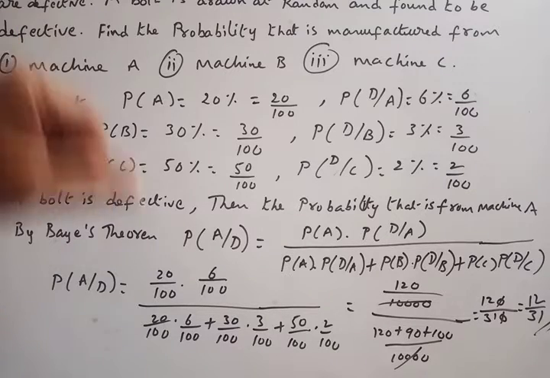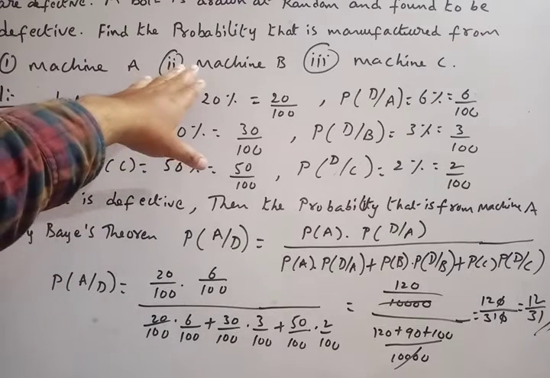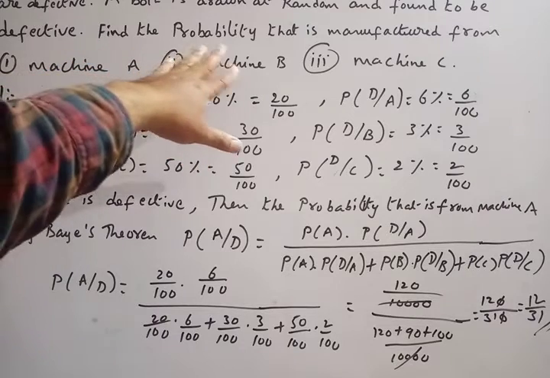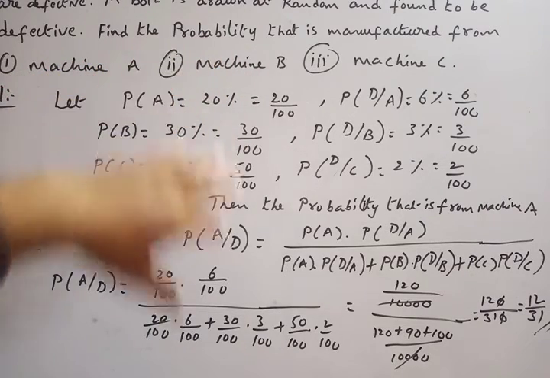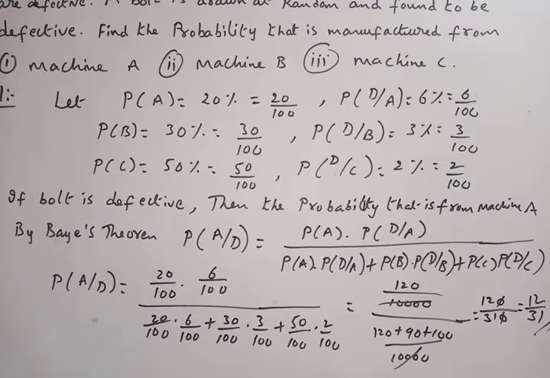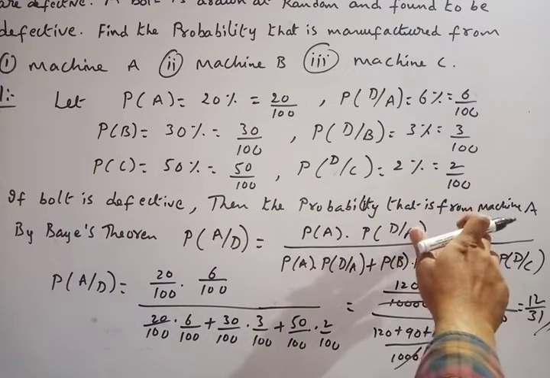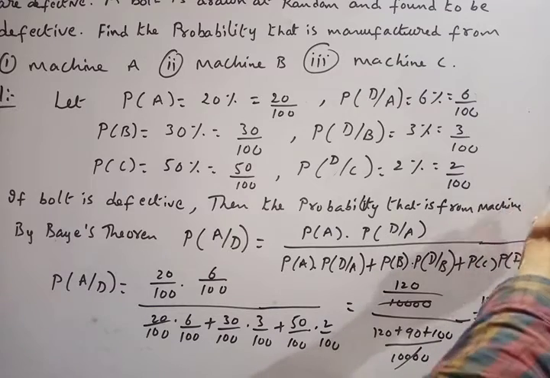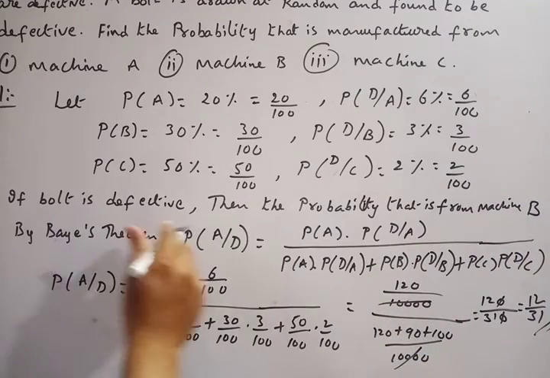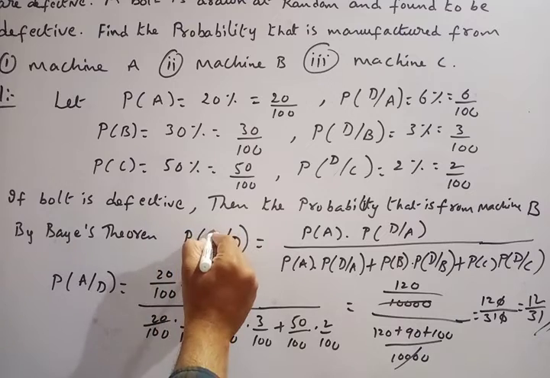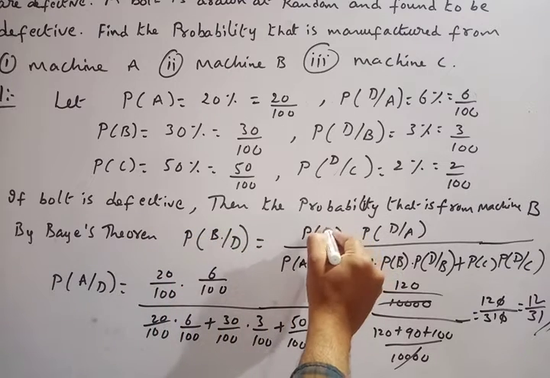Next, what is the second bit asking? The probability that the defective bolt should be manufactured from machine B. Correct? Understand here till it is for machine A. Now for machine B, what we have to do? First copy till here. After that, if the bolt is defective, then the probability that it is from machine B. So here instead of A, what you have to write? You have to write B.